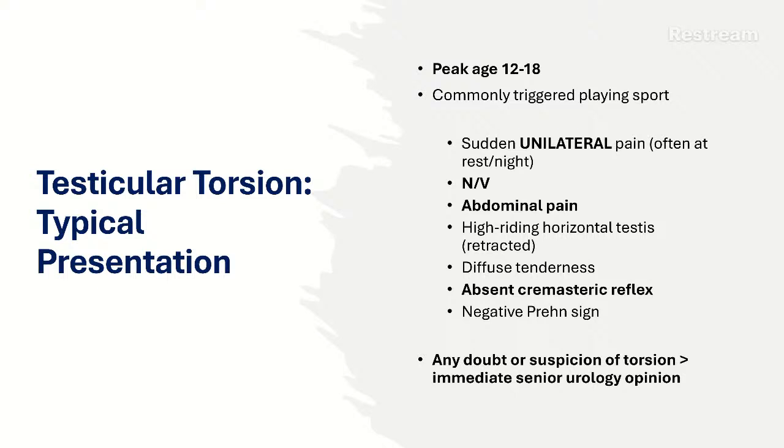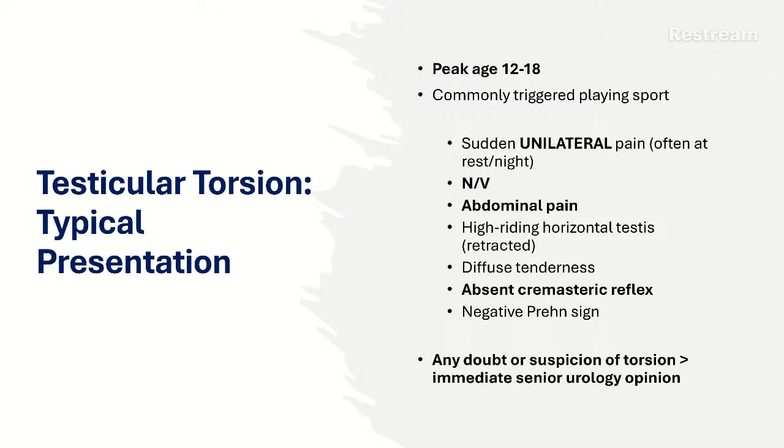I might say that in the short stem of questions. It's a sudden onset pain, one-sided, unilateral, usually at rest, or can happen at night. Patients are often in that much pain that they're nauseous and they're vomiting. They might have some associated abdominal pain, and they might have the high rising horizontal testes. So you'd be able to see it when you ask the patient just to examine them before you even start palpating. They might have diffuse tenderness.